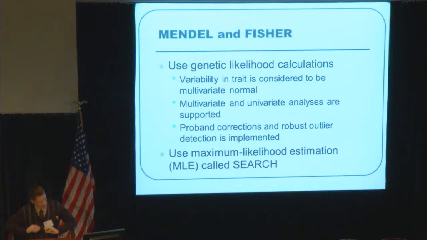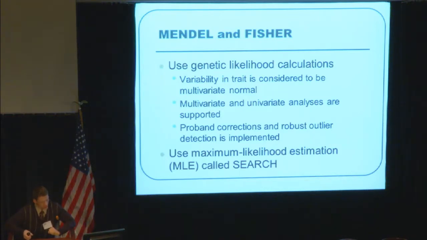So both MENDEL and FISHER rely on the maximum likelihood estimator. And as Dr. Diego pointed out, we use genetic likelihood calculation where we consider the variability in the trait to be multivariate normal, and multivariate and univariate analyses are supported, and proband correction and robust outlier detection are implemented. And so this kind of calculation is done using the maximum likelihood estimation engine called SEARCH.